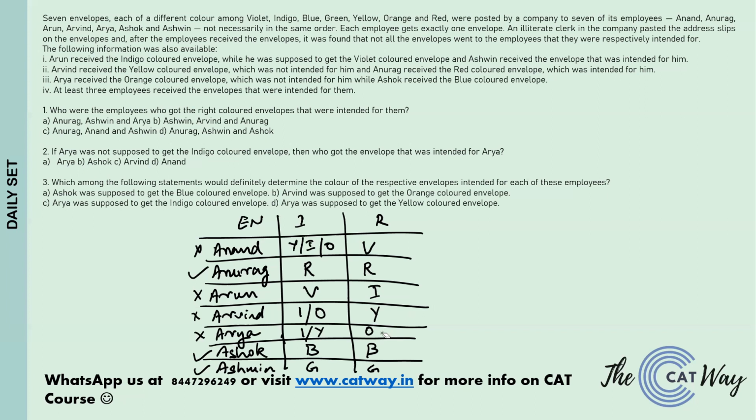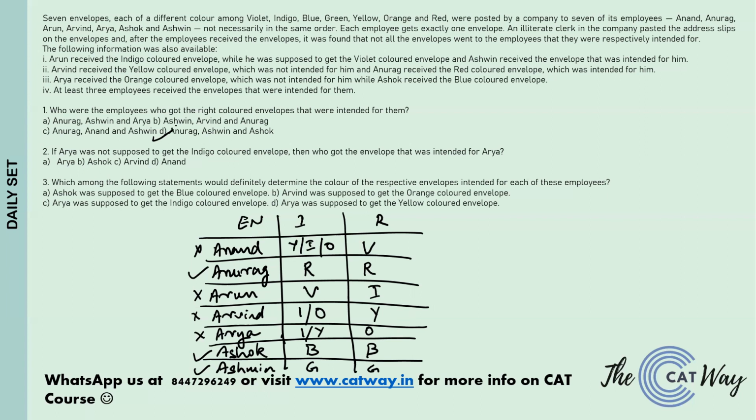So who were the employees who got the right colored envelopes? They are Anurag, Ashok, and Ashwin. That is option number D. Okay, let us move ahead to the second question.